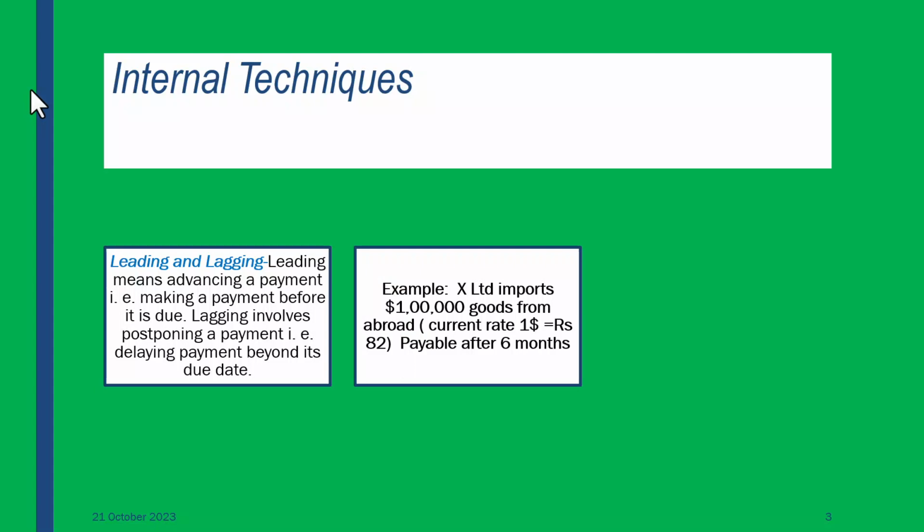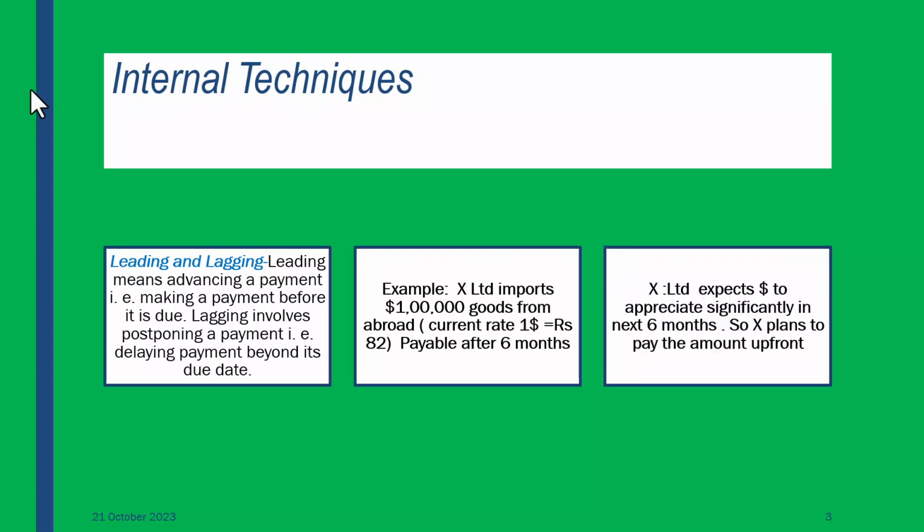So let's take an example. X Limited imports goods worth 1 lakh from abroad. The current rate is $1 equals 82 rupees. The money is payable after 6 months. So you are supposed to make a payment of $1 lakh, or $100,000, after 6 months, and this company expects the dollar to appreciate significantly in the next 6 months.